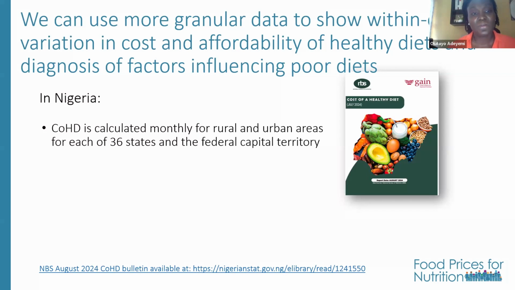Every month, the cost of healthy diet is calculated for rural and urban areas in each of the 36 states of the country, as well as the Federal Capital Territory. And this calculation is done by the National Bureau of Statistics. So on the right side, you can see just the cover of one of the cost of healthy diets bulletins that is published by the National Bureau of Statistics. And this work was supported by the Global Alliance for Improved Nutrition. So they also appear on the cover.